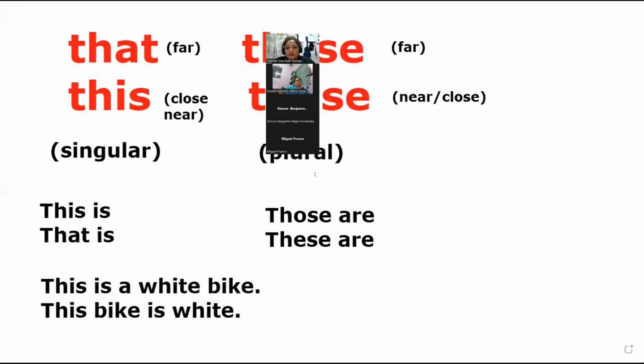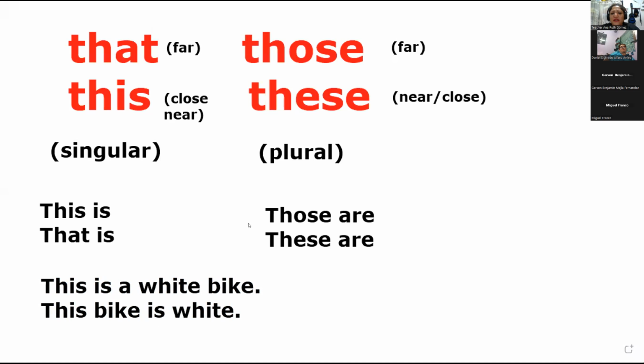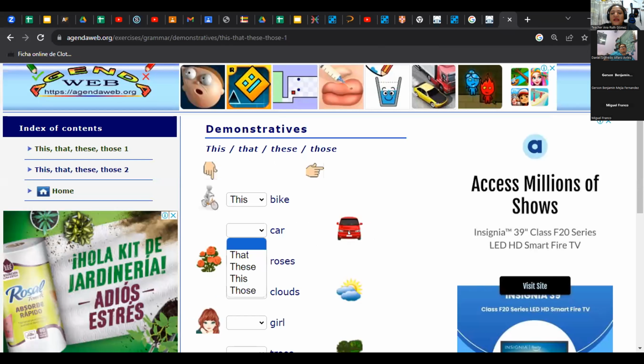Now, I want you to do that. Okay? We're going to be working with this one. And what about this one? Car. But pay attention. Mira dónde está el carro y en qué lado de la manita. ¿Con qué manita está? So, is this or that? That car is red.